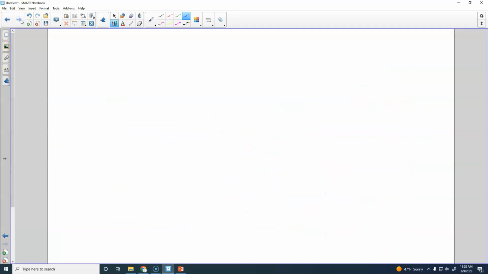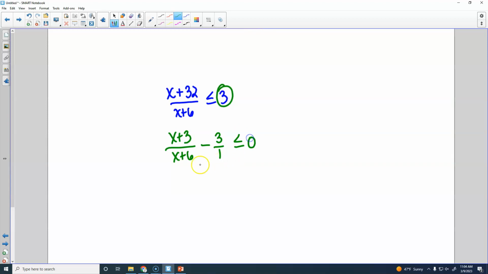If you look at number 3, tell me what number 3 is. I think it's 3 over x plus what? Okay. So even though this just has a 3, it's got to come over to the other side: x plus 3 over x plus 6 minus 3, which is like 3 over 1, less than or equal to 0. Then you've got to get a common denominator. So even if it's just a whole number there, it's got to go over to the other side. The only way you can just fly in on it and do it like we were doing yesterday is if it's less than 0 or greater than 0. So some of those problems are like that, but not all of them.